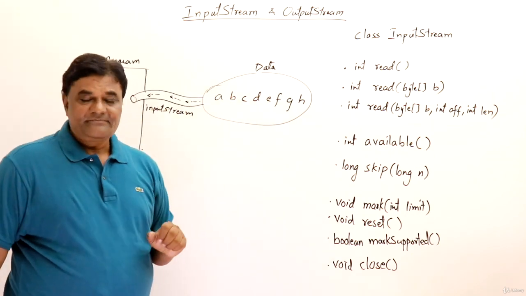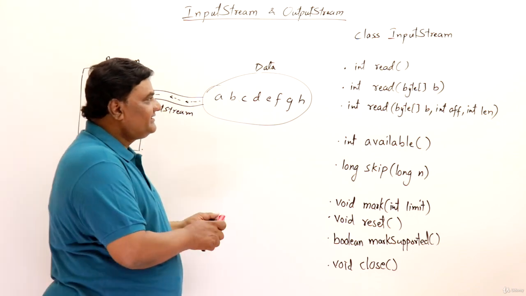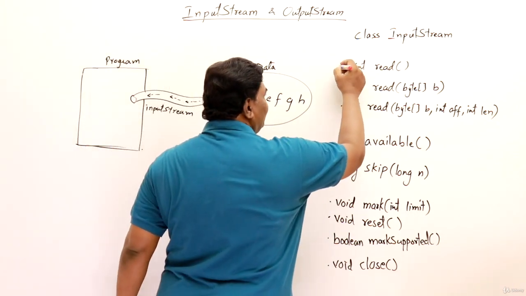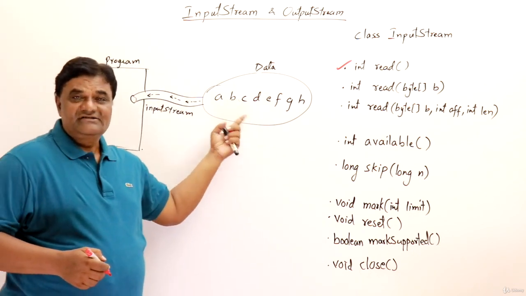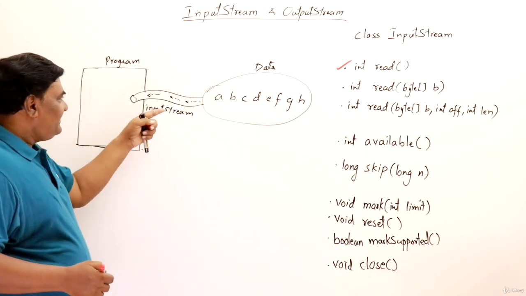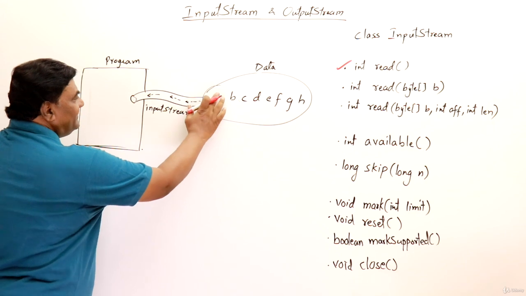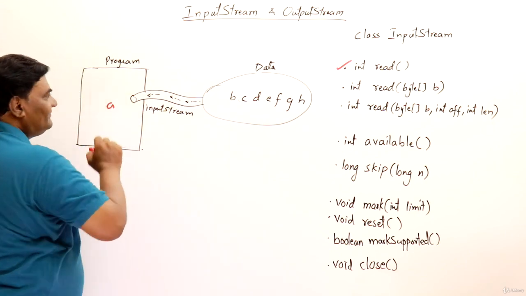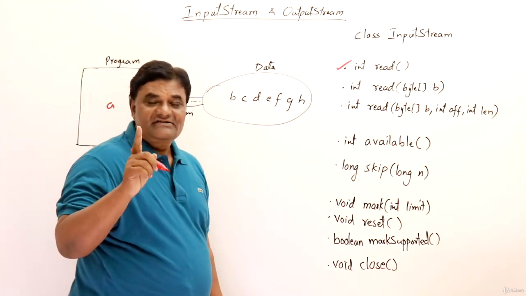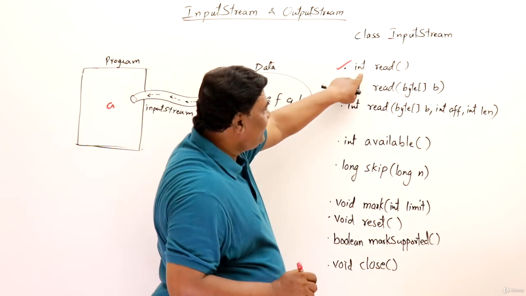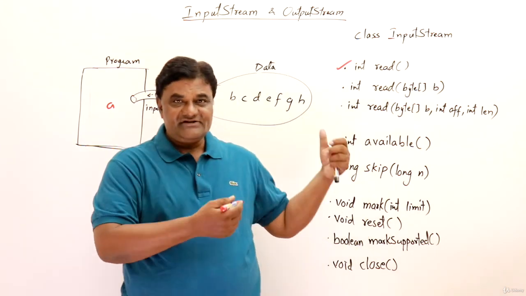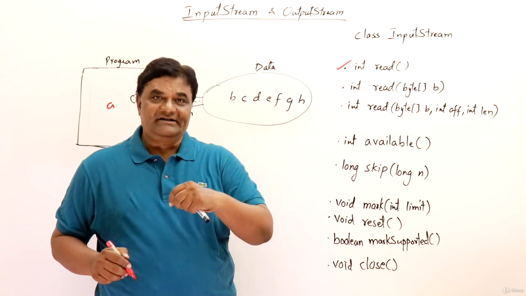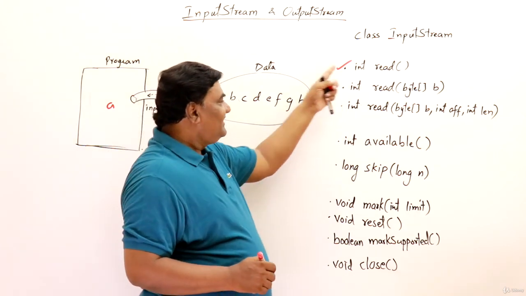Let us understand. From this, the very first method is int read. This will read just one byte from this resource. So if you say read, this A will come into this program. It will just read one byte. See, the return type is integer because byte is an integral type. So that's why it is integer. It will be returning a byte, 1 byte of data.